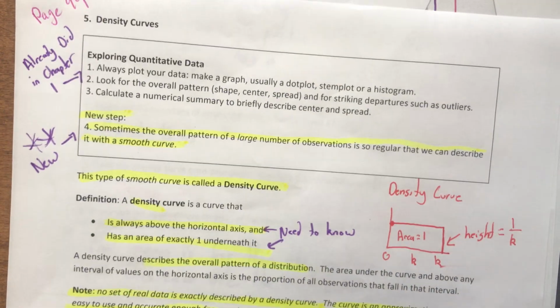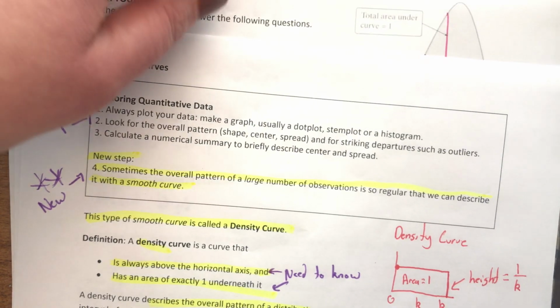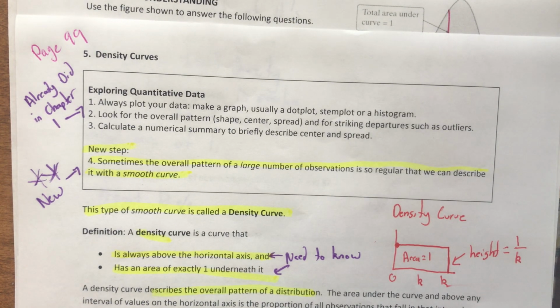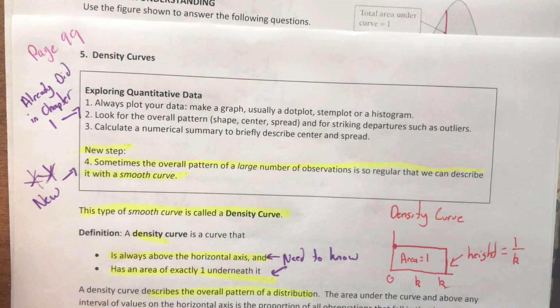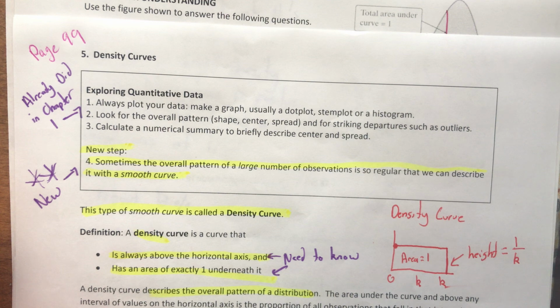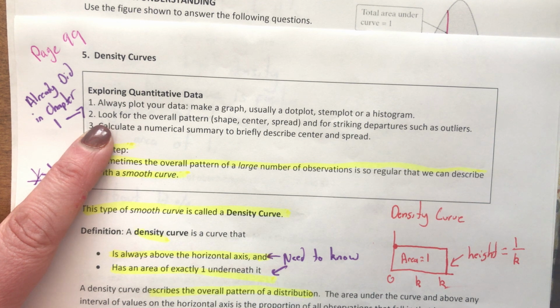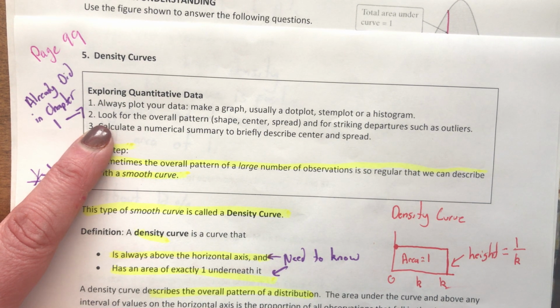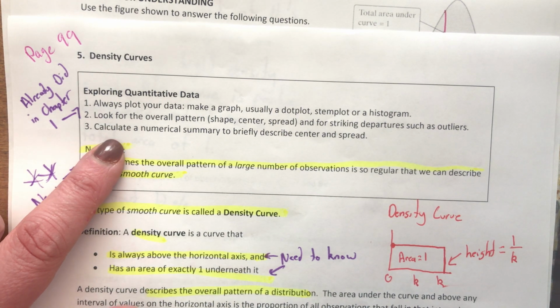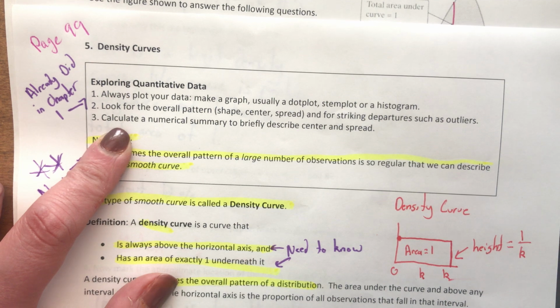Okay, our next learning target is about density curves. So page 99 in your textbook will help explain this. If we take a look at exploring quantitative data, we already did steps 1, 2, and 3 in chapter 1. When we look at quantitative data, we always want to plot it. We want to look for the overall pattern or shape, our SOCV: shape, center, outliers, and variability. And then we like to calculate a numerical summary to help describe the center and spread.